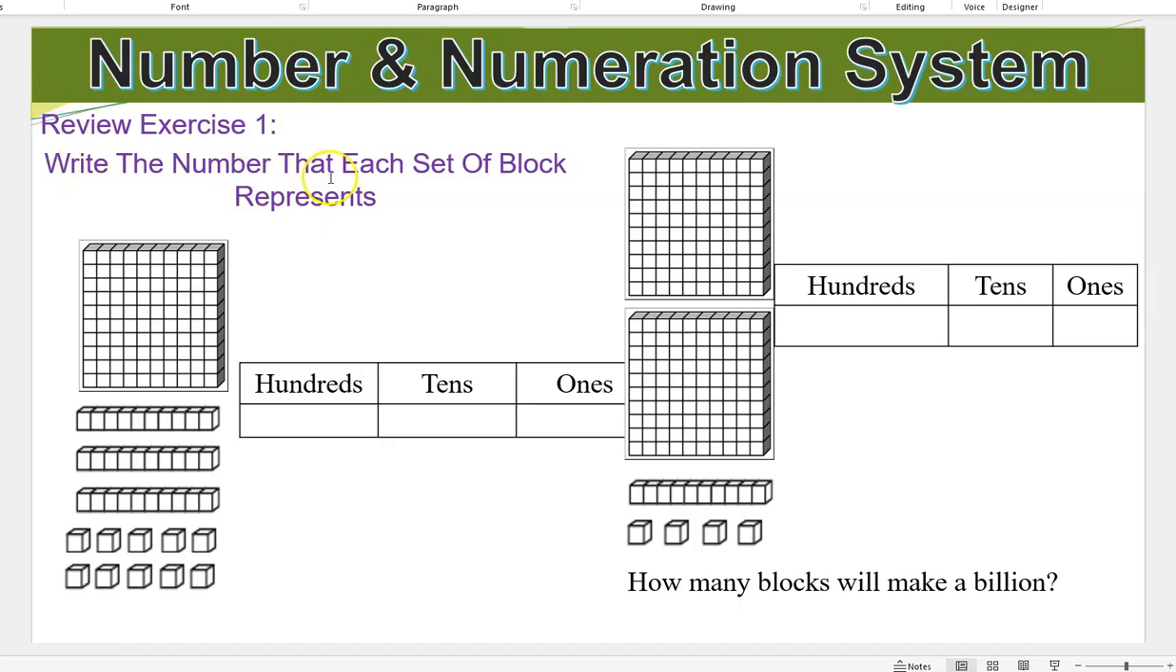Review exercise 1, write the number that each set of blocks represents. As you can see, we have hundreds, we have tens, we have ones. How many of them do you see? You just put them here. And on my right hand side, the same thing. How many hundreds do you see? How many tens do you see? And then how many ones do you see? And then we have how many blocks will make a billion.